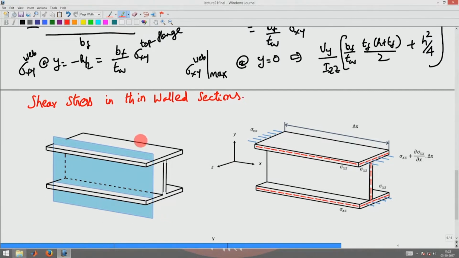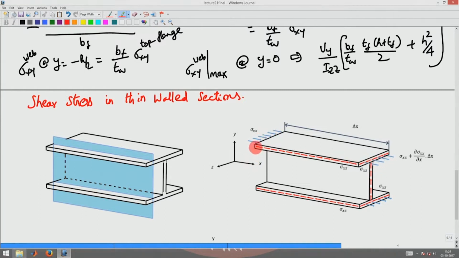Okay. Now, let me cut this I section using a plane as shown there. Now, if I cut that, what happens is I expose this surface. Now, for this section to be in equilibrium, which is of length delta x, I have a compressive stress of sigma xx coming at this face, and there is a stress of sigma xx plus dou sigma xx by dou x into delta x on this surface. Okay. So, this stress is more than this stress.